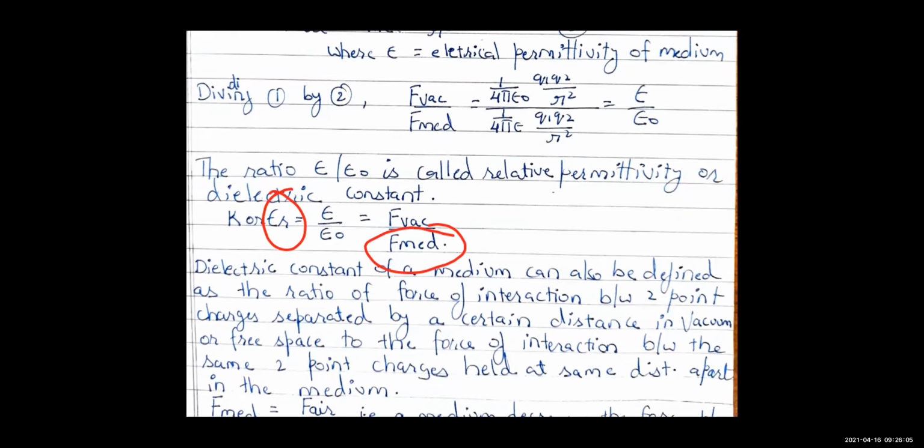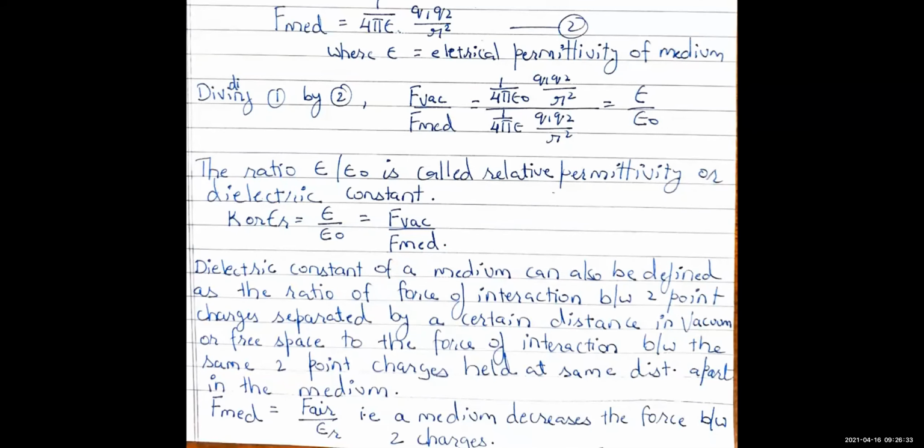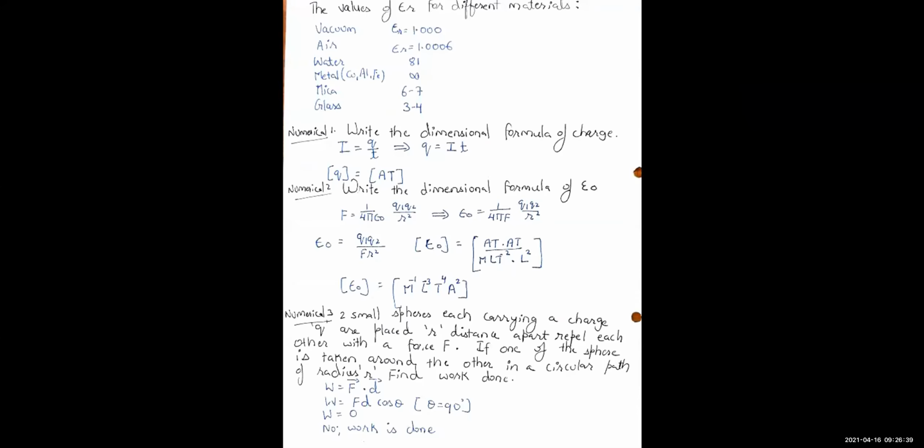So dielectric constant is defined as the ratio of the force of interaction between two charges which are kept at a particular distance in vacuum upon the force of interaction between the same two charges which are kept at the same distance, but this time in some particular medium. So this ratio is known as the dielectric constant, K, or it can also be called relative permittivity, that is epsilon R. Right, so epsilon R depends upon the material.